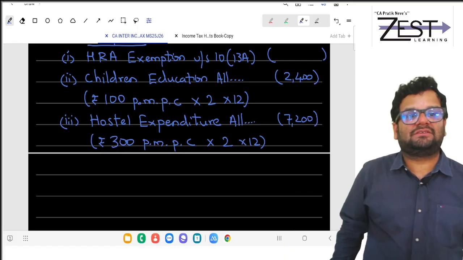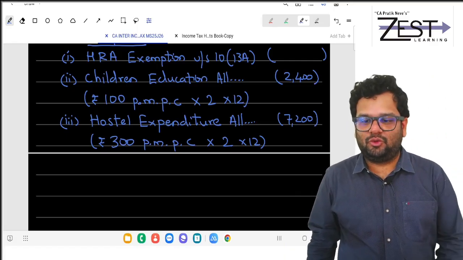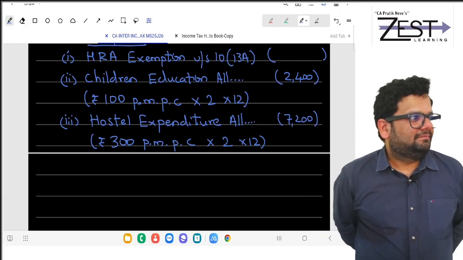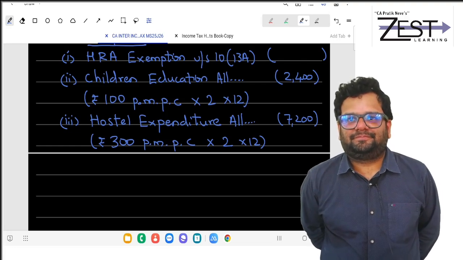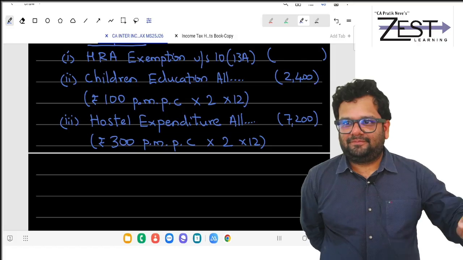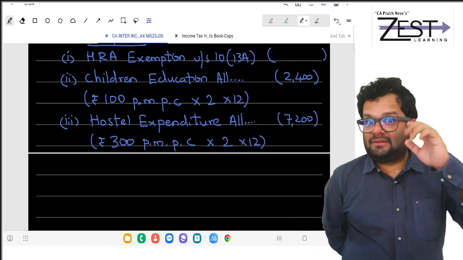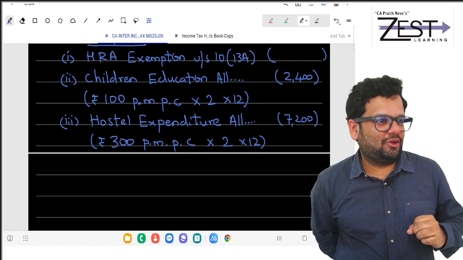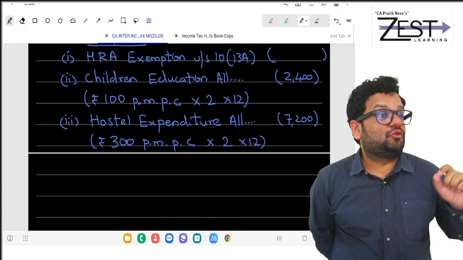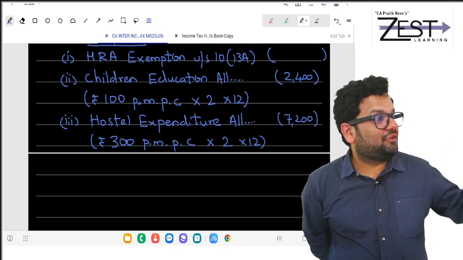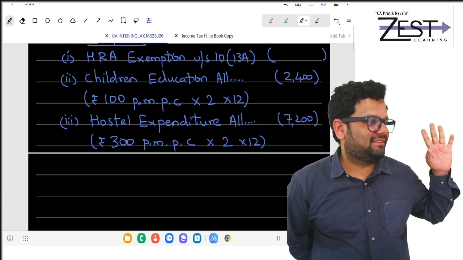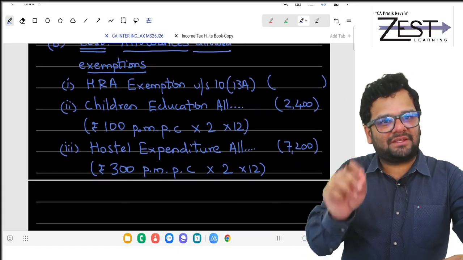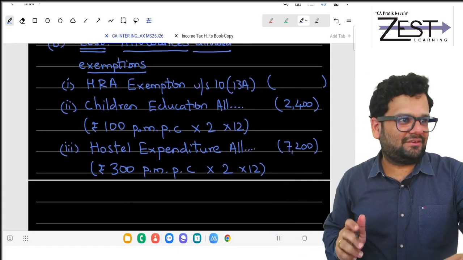Any other allowance which you think you will get as exemption? Nothing else, right? But there is one deduction you're forgetting: profession tax. Profession tax will be allowed as a deduction when you are out of 115BAC.